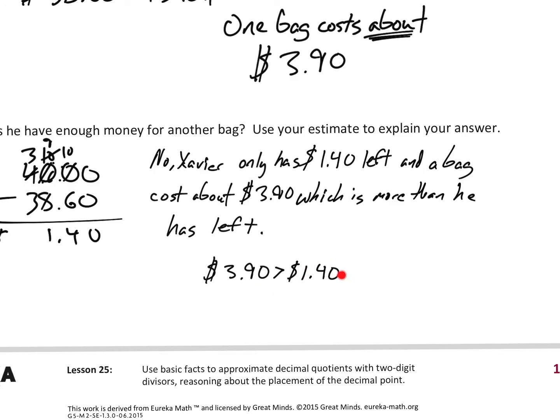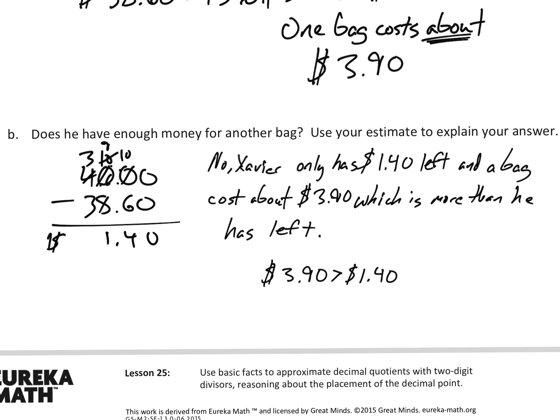$3.90 is greater than $1.40. I wrote that down there just for clarification. So my answer is no. Xavier only has $1.40 left, and a bag cost about $3.90, which is more than he has left. I showed my work over here, right? He had $40, and he spent $38.60, which leaves you with $1.40. Right? He does not have enough money.